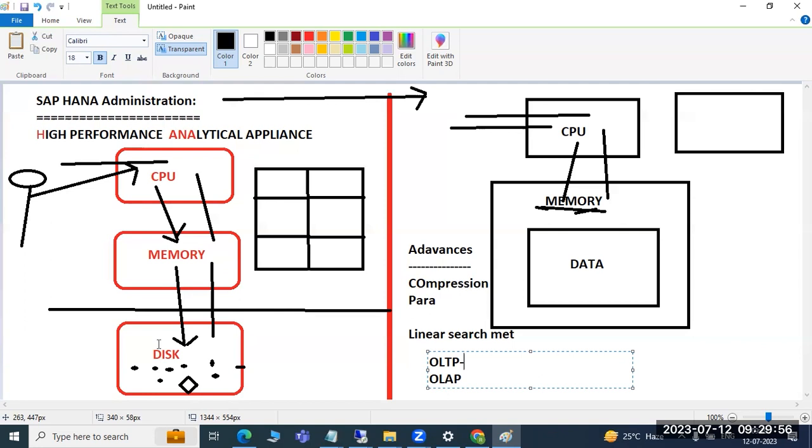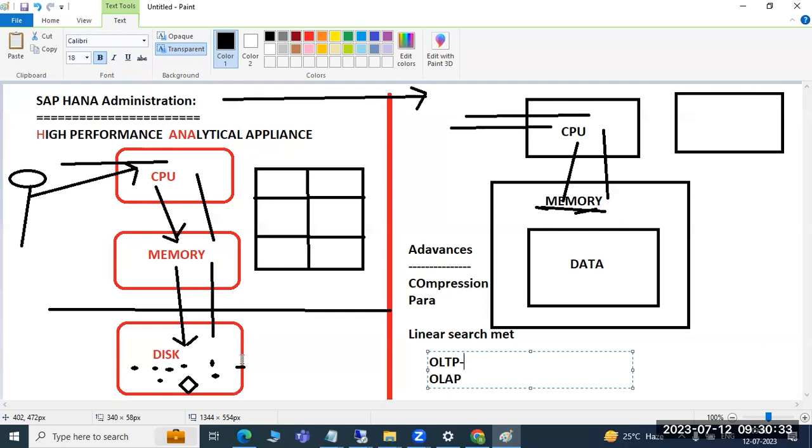So in this case, OLTP and OLAP transactions are saved into the HANA database at the same time, at the database level. That is the reason. The further advantages are compression, parallel processing, and the linear search method, which is used for faster access. And at the same time, OLTP and OLAP. Previously, we needed one database for OLTP and one more database for OLAP transactions.